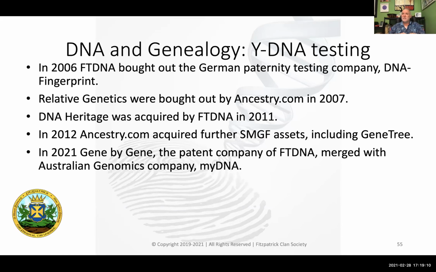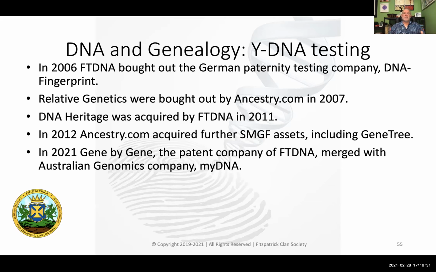Ancestry.com got involved in 2007 when they bought out Relative Genetics. And then DNA Heritage was bought by Family Tree DNA in 2011. Ancestry continued to grow, and Ancestry became the leaders really in autosomal testing. At least they got the biggest database.